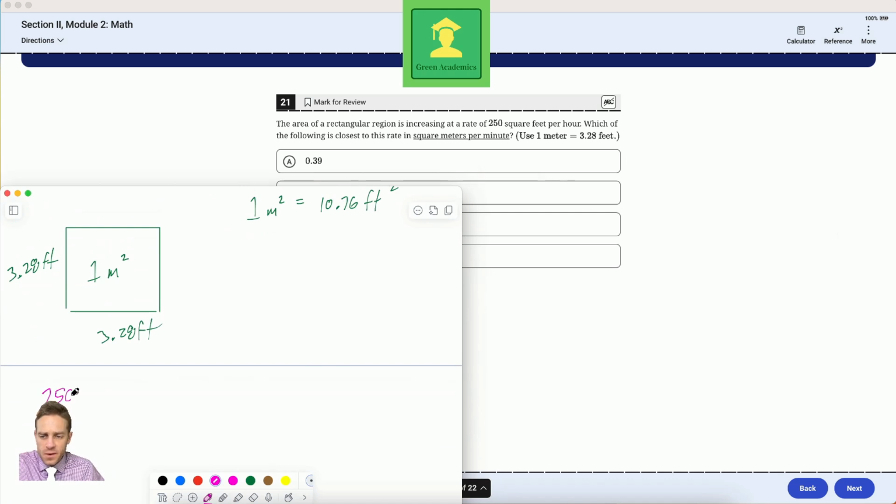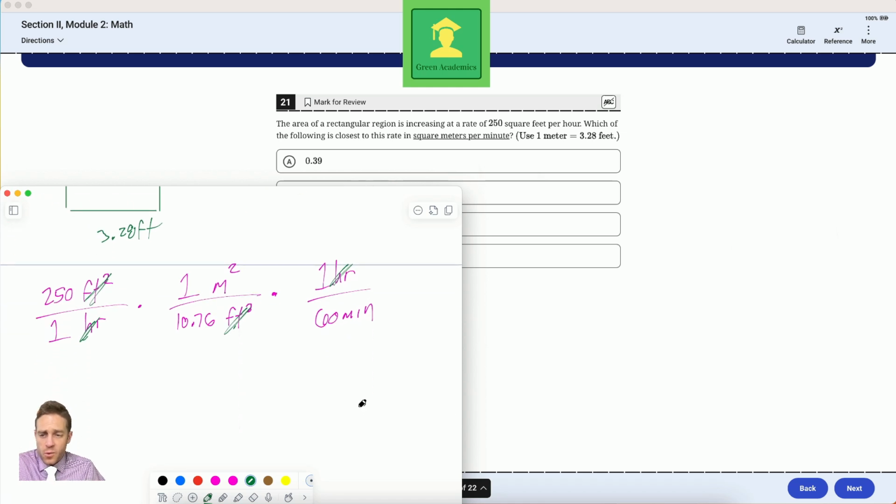So 250 square feet per hour. Now let's adjust for the unit switching from square feet to square meters. So there are 10.76 square feet that constitute 1 square meter. And then lastly, adjust from hours to minutes. So if this is a 1, then you say 1 hour is 60 minutes. And then you can know that you are in the correct units because this cancels and this cancels, this cancels and this cancels. And you're in square meters per minute.